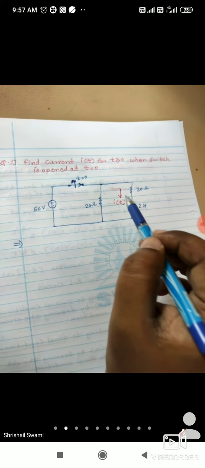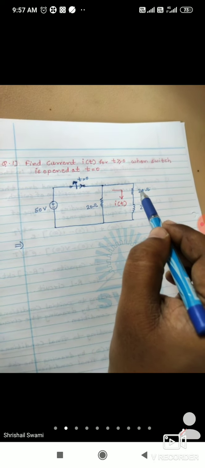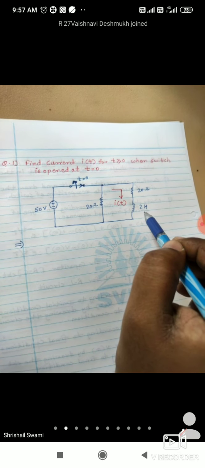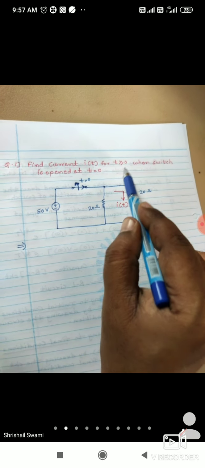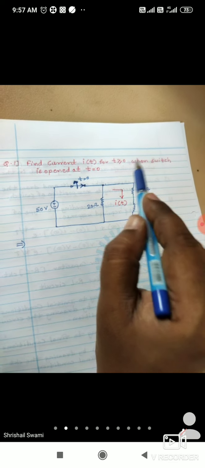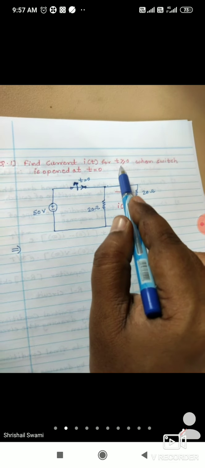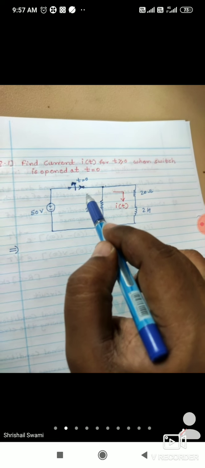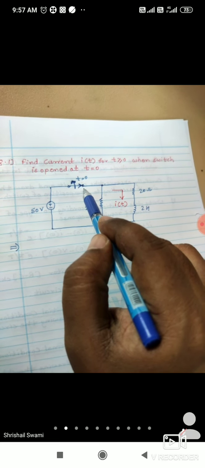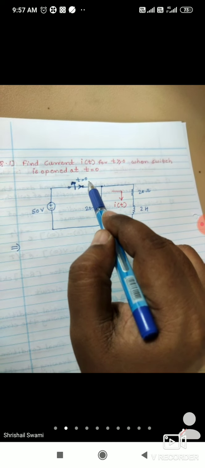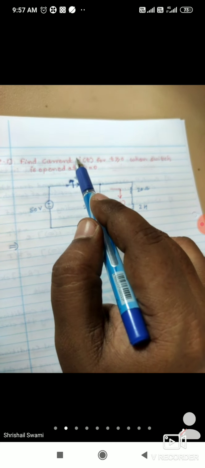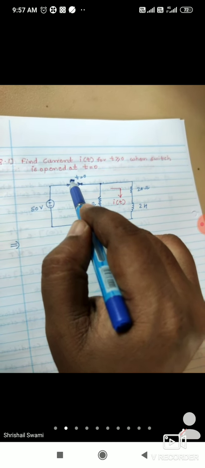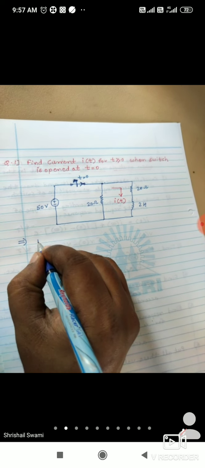Find current I of t, which is passing through this series combination of 20 ohm and 2 Henry. Next, the condition is t greater than or equal to 0. The condition may also change in the example. Next, the switch is opened at t equal to 0, meaning this switch is already closed for t less than 0. At t equal to 0 it is just opening. The arrow is also given. Now next, we are following the first step.